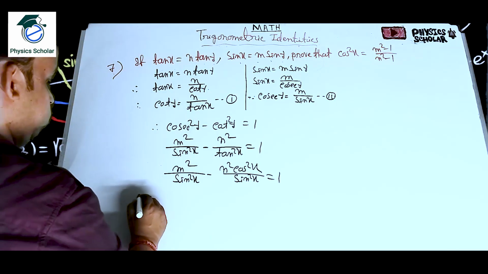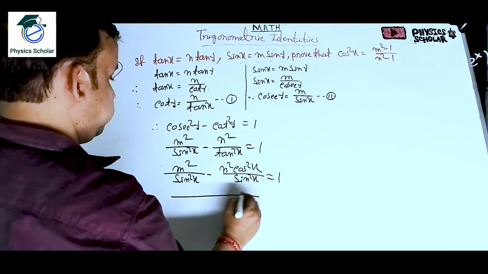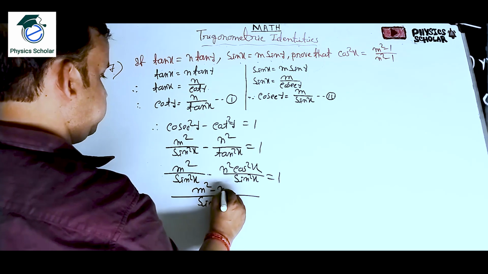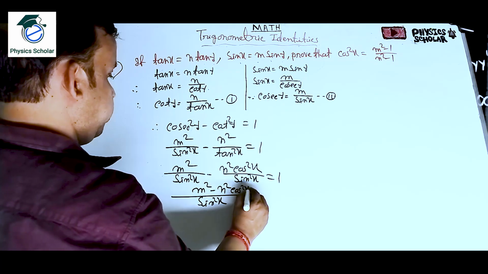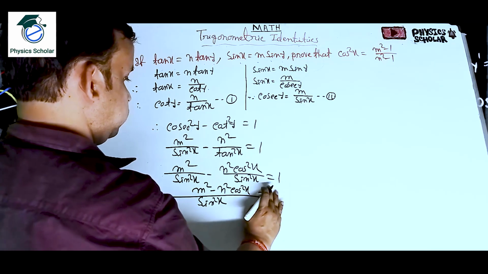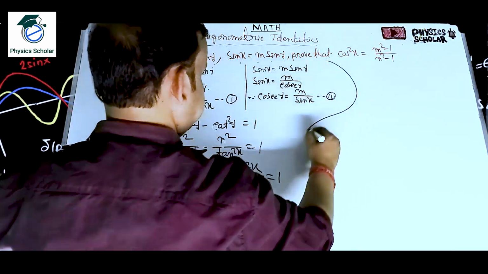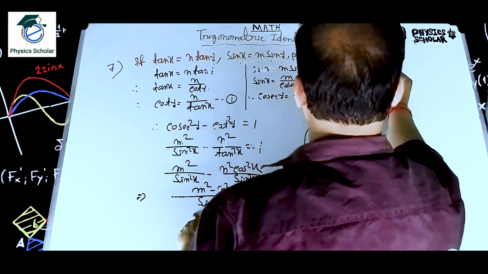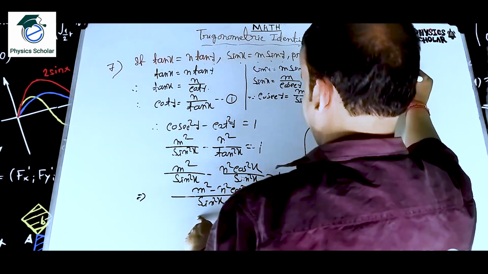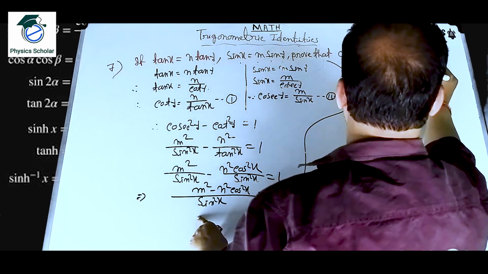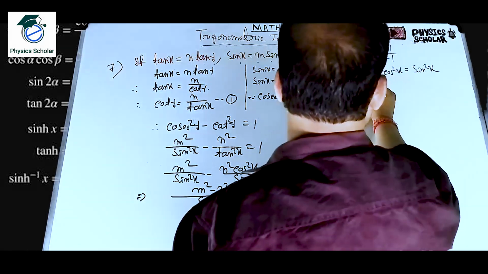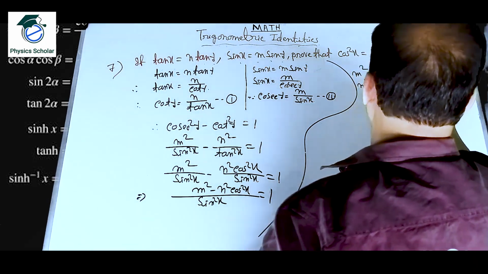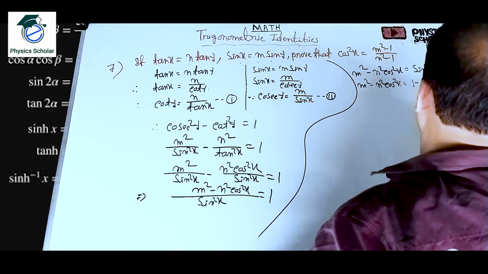Clear? So what is that? Sin square x will be the LCM. So m square minus n square cos square x is equal to what? 1. Clear? Now cross multiply. So what you can write? M square minus n square cos square x is equal to sin square x. Okay. So sin square x means what you can write? 1 minus cos square x.